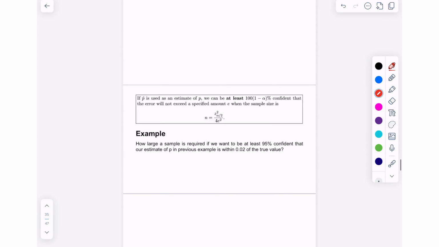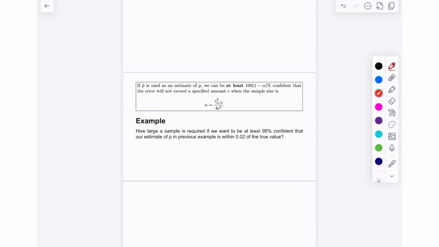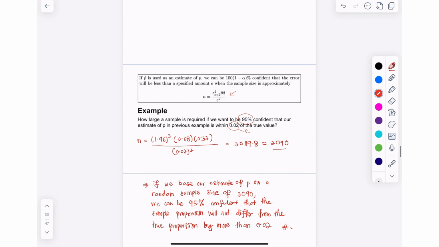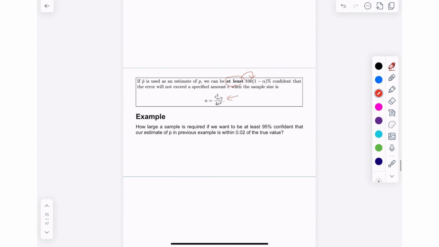Okay, next formula we have also for the case when P hat is used as an estimate of P, we can be at least how many percent confident that the error will not exceed the specified amount of E when the sample size is given by this formula. So the difference is that this is for the case when we want the confidence to be at least some percent. Okay, the previous one is just the exact percentage of confidence, but this one is for the case when to be at least how many percent confident. So the same thing, we can apply the given formula.